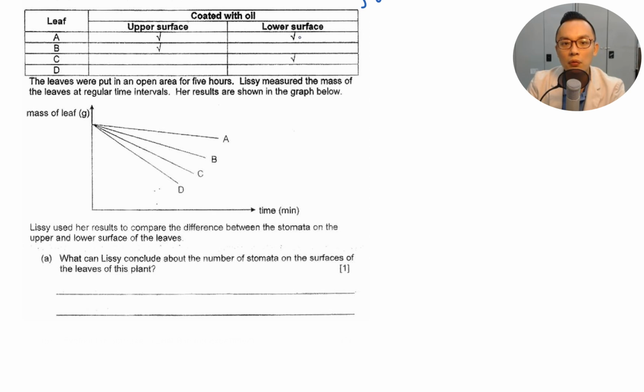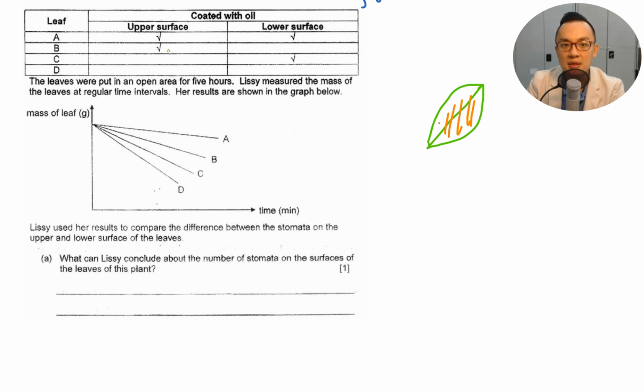So what happens when you cover both? Okay, let's draw a leaf over here. So this is a leaf. And if you cover the top side with oil and the bottom side with oil as well, then the gases, no matter where the stomata are, will not be able to escape. And if the gases cannot escape, which is the oxygen and the carbon dioxide, then they will stay in the leaf and therefore it will become heavier. So therefore A is the heaviest because both upper and lower are coated with oil. So no matter where the stomata are, the gases cannot escape.